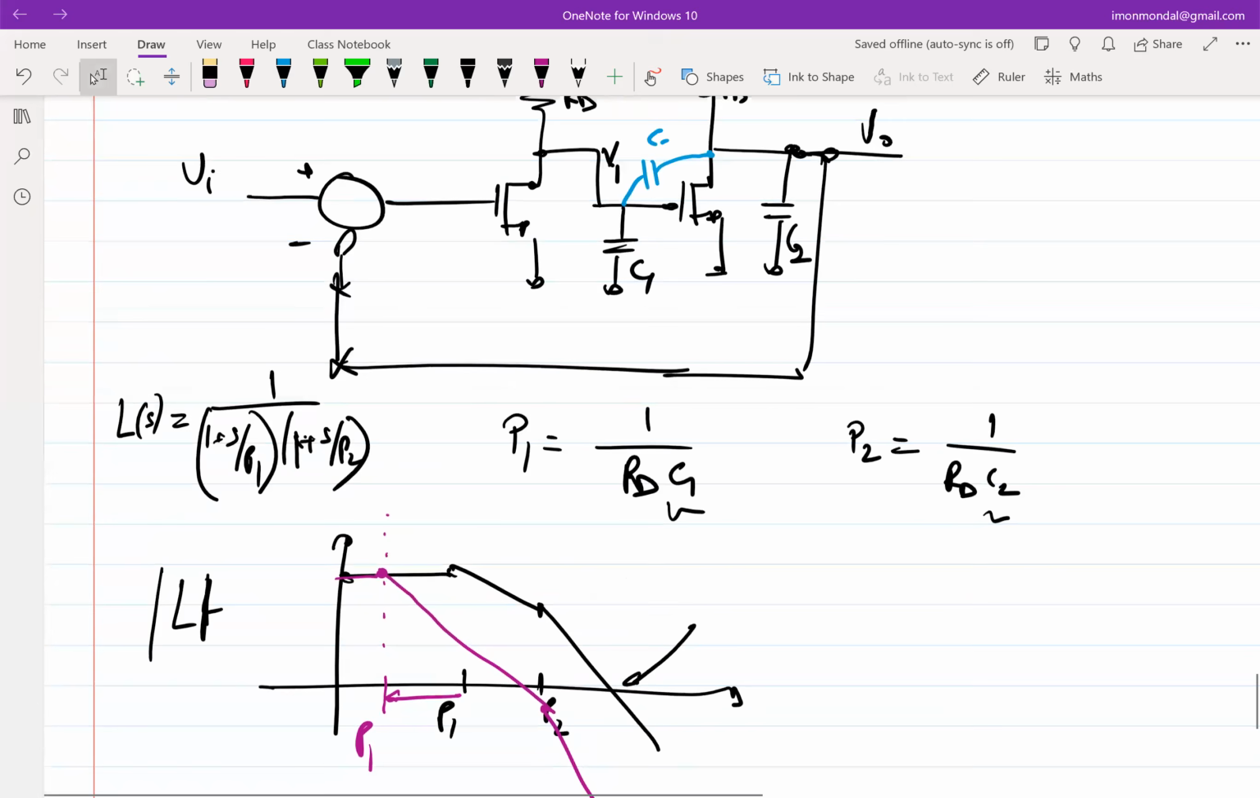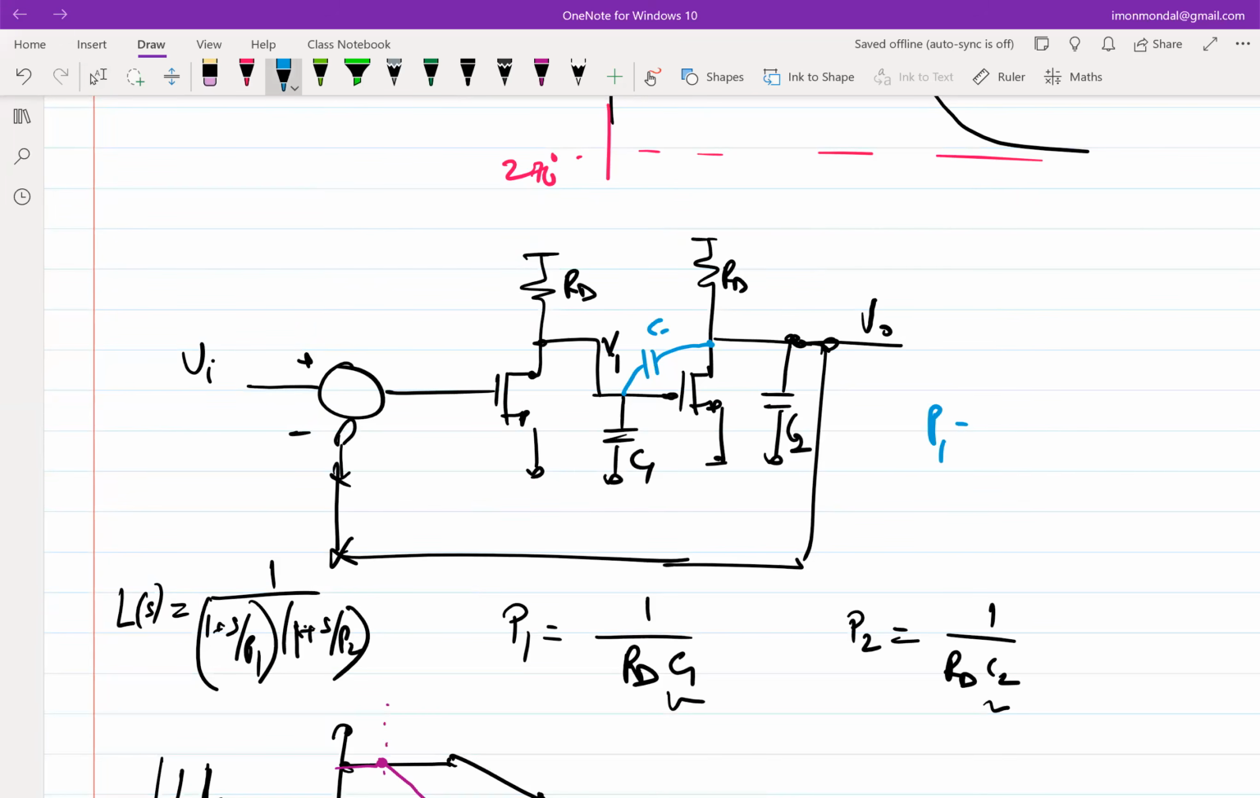If I do that, what will be P1 approximately? Again, G by C. G is in this case GD or 1 over RD by a capacitance. What is the equivalent capacitance? C1 plus 1 plus the gain of the second stage, which is GM. We call this GM2, GM1, GM2 times RD times CC.